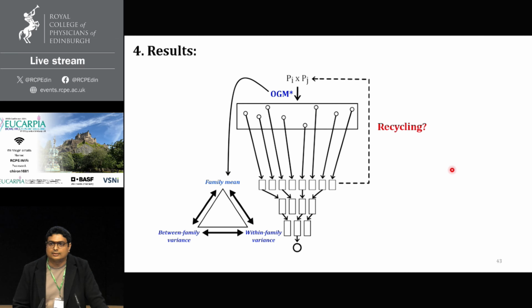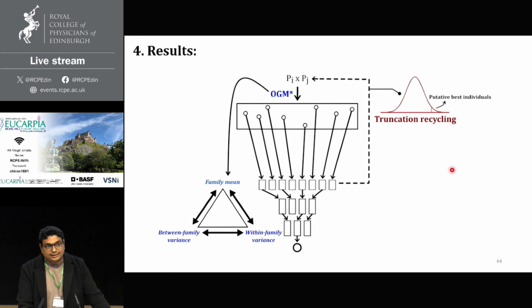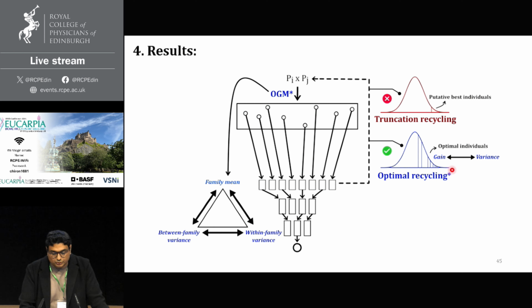So far, we have optimized the crossing scheme, but how about recycling, which is neglected? Normally, we are recycling the top-performing individuals using truncation recycling, but what we should really be trying to do is to recycle, to find those individuals that balance gain with variance.